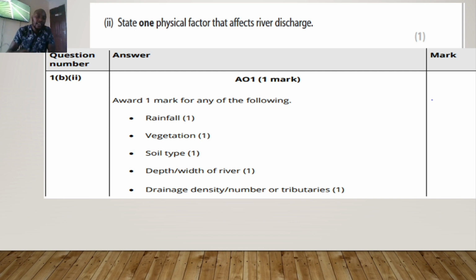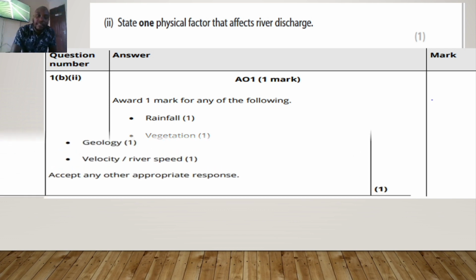We talked about this when you talk about drainage basins. That is in part 2, so go look it up. When you write one physical fact that you feel can affect river regimes, you're going to get it right.